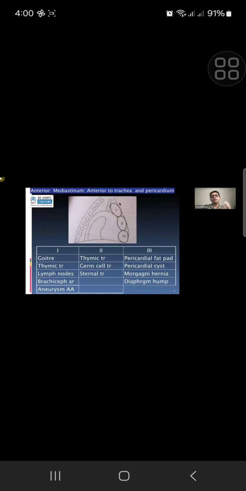In the upper part of the anterior mediastinum, the most common differentials of a mass lesion are goiter, thymic tumor, lymph nodes, and something from the blood vessels. In the mid part, again, the thymus could extend a bit below, and thymic tumor, germ cell tumor, which is again arising from the thymus, and sternal tumors. And in the lower part of the anterior mediastinum, it's pericardial fat pad, pericardial cyst, Morgagni hernia, and diaphragmatic hump.